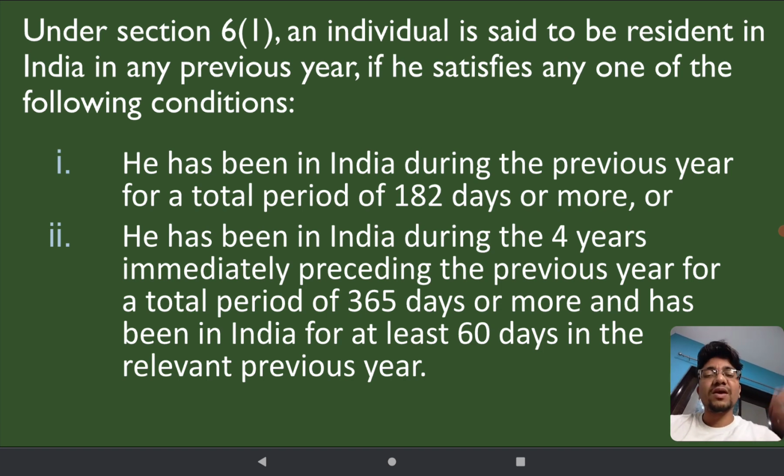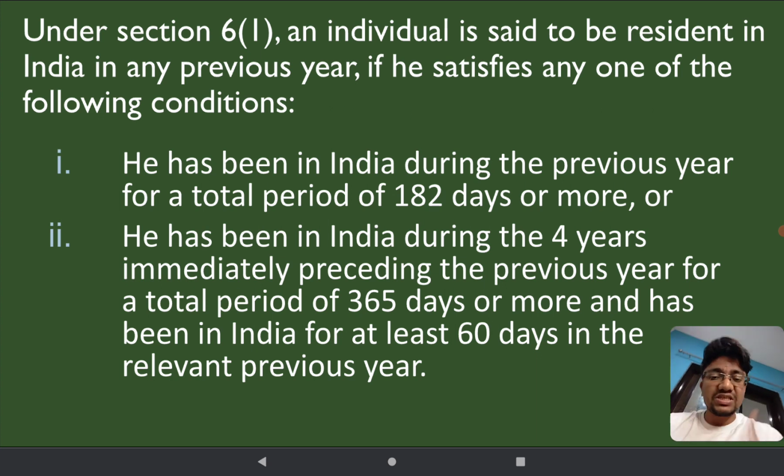Or if they are not staying in India for 182 days, then check whether they stay in India for 60 days or not. The second condition says: or he has been in India during the 4 years immediately preceding the previous year for a total period of 365 days or more, and has been in India for at least 60 days in the relevant previous year. If less than 182 days, we have to check whether the person has stayed in India for 60 days or not. If yes, then there is one more condition, that they should have stayed in India for 365 days in total out of the last 4 years.